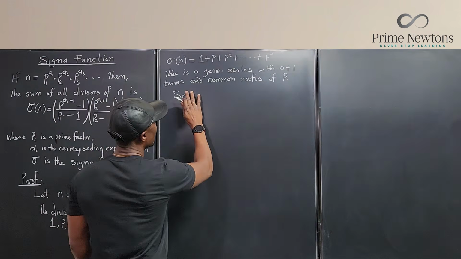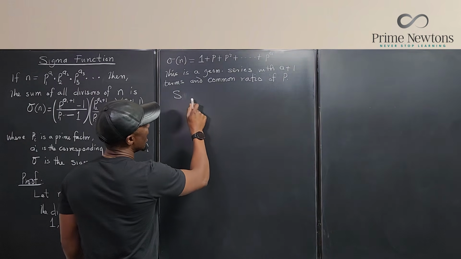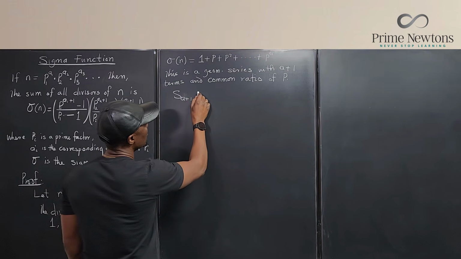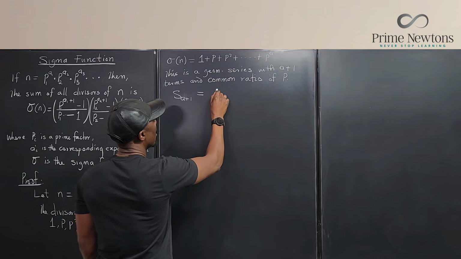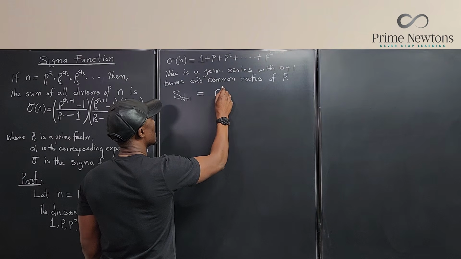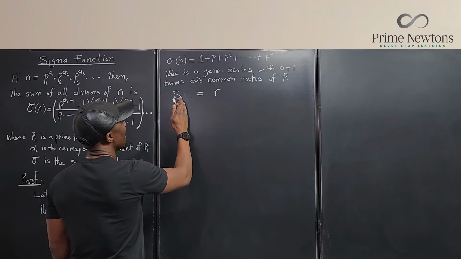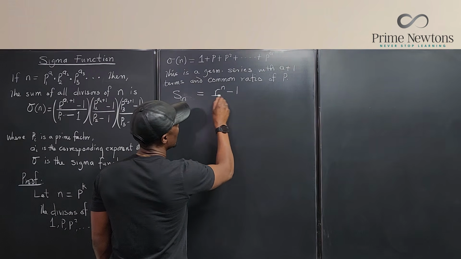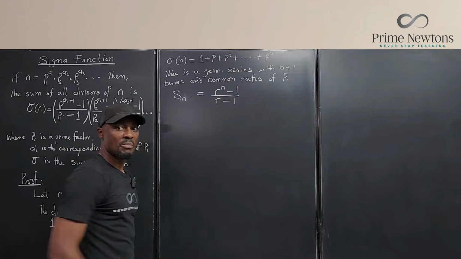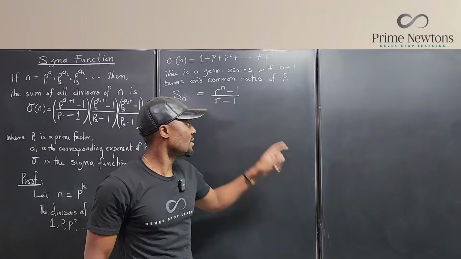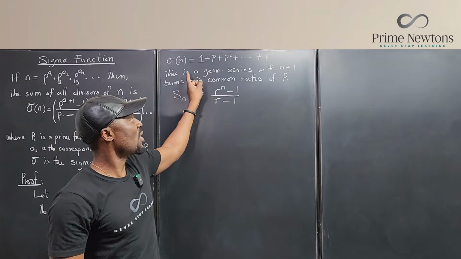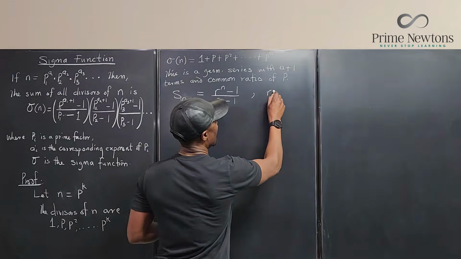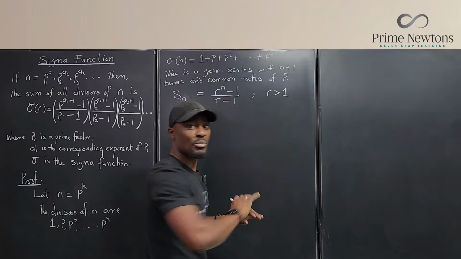We know the sum of a geometric series with n terms is r raised to power n minus 1 over r minus 1. Remember, this works as long as the common ratio is greater than 1, and we know every prime number is greater than 1, that's why we can stick to this. We know that r is greater than 1 for all prime numbers.